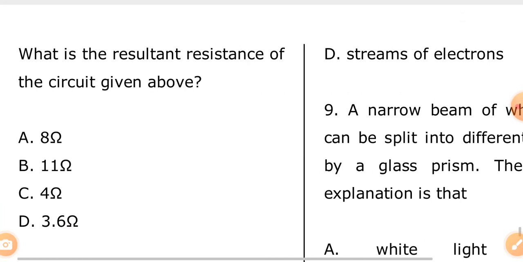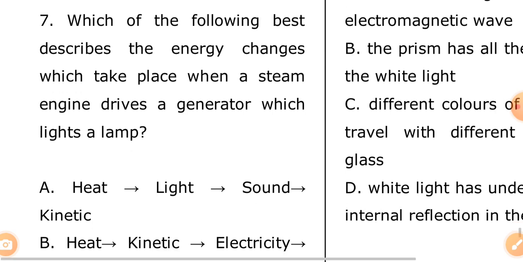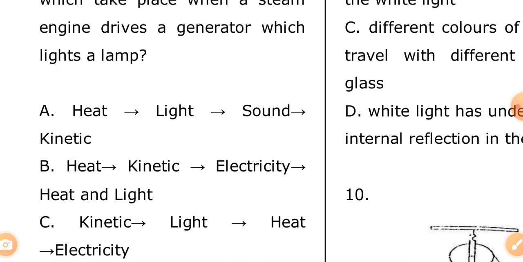Let's look at question number 7. Are you still following? Which of the following best describes the energy changes which take place when a steam engine drives a generator which lights a lamp? This one is the energy conversion topic in physics. A. Heat energy to light energy to sound energy to kinetic energy.